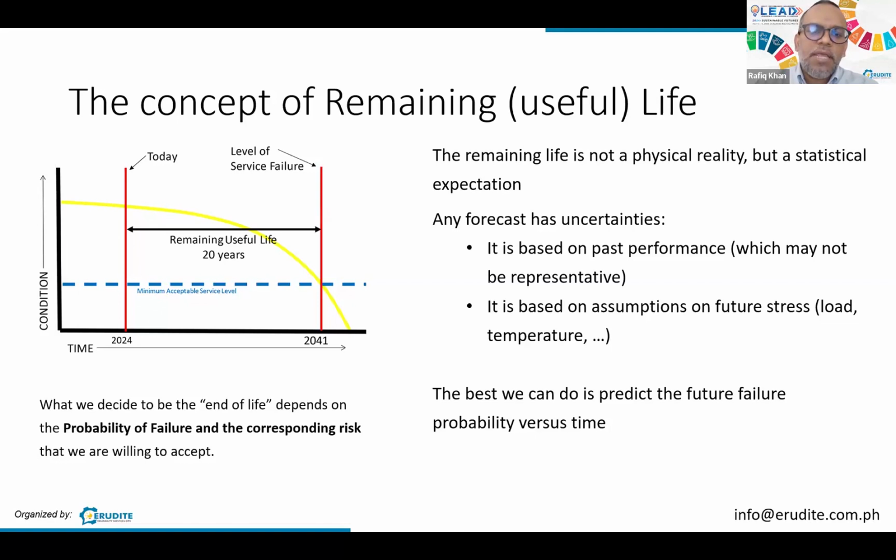Any forecast has uncertainties. So when we look at past performance, what is happening, like I mentioned just now, we can also have issues with load increase. So it cannot be used for all time. The first time you do a forecast, it cannot be used for all time. There needs to be a timely or continuous approach into understanding what is happening in your assets. It's also based on assumptions of future stress, load, temperature.